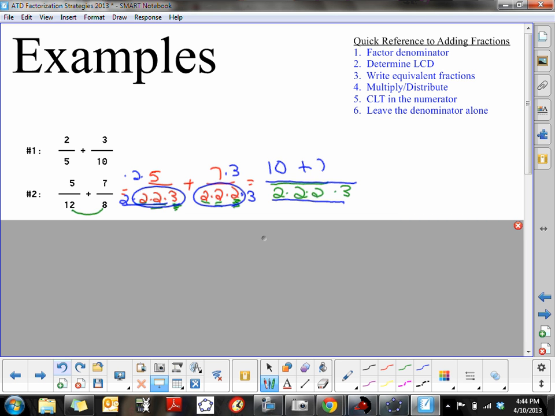So that gives us 21. So in the end, what we end up getting is 31 all over our common denominator. I'm just going to leave it 2 times 2 times 2 times 3. And that's basically what we're going to do with these algebraic fractions.